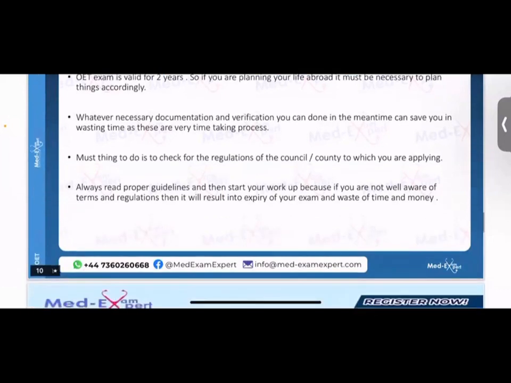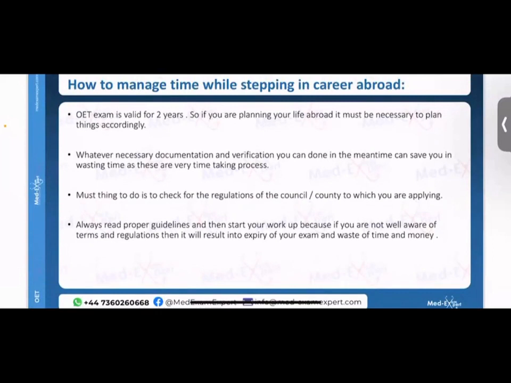Okay, so these are very essential things before applying to any country or any council you are eager to join. Always read the proper guidelines and then start your work, because if you're not well aware of the terms and regulations, it will result in expiry of your exam and waste of time and money.